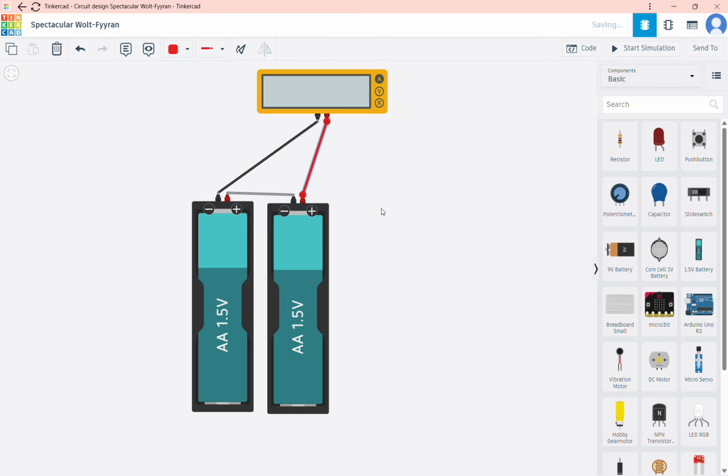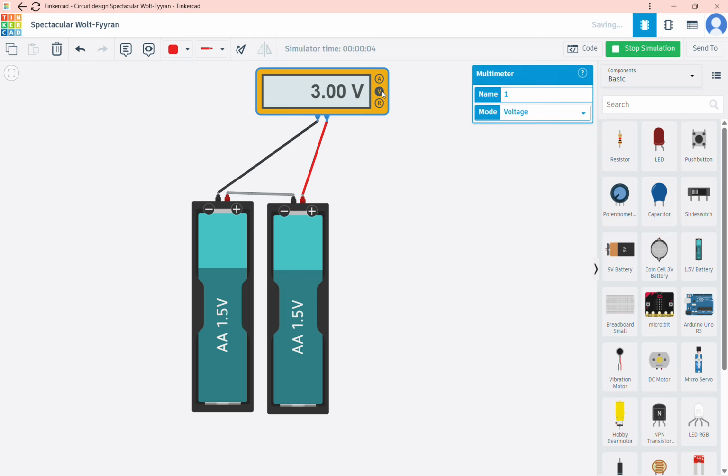red. Now if I should run the simulation, the current, since it's series, I'll get a current of 3 amperes, and the voltage, I'll get a voltage of 3 volts. So let's run this. So as I said, 3 amperes, and the voltage will be what? 3 volts. So that's all for parallel and series connection.